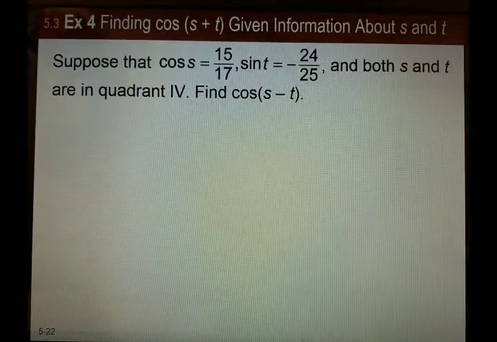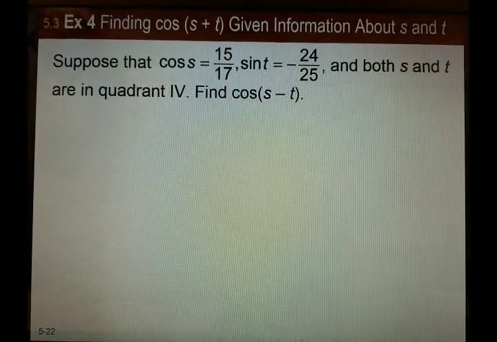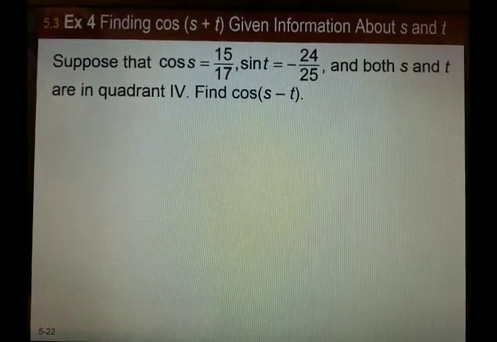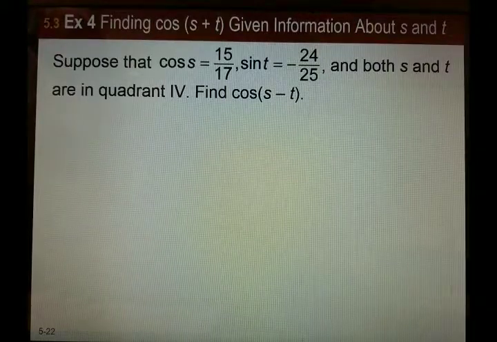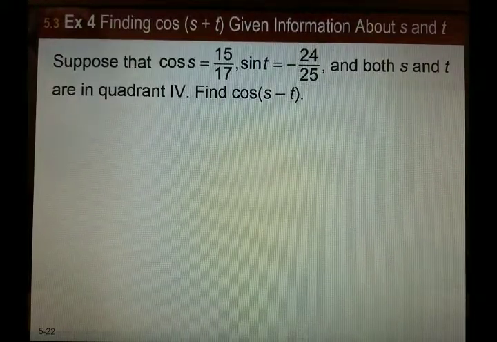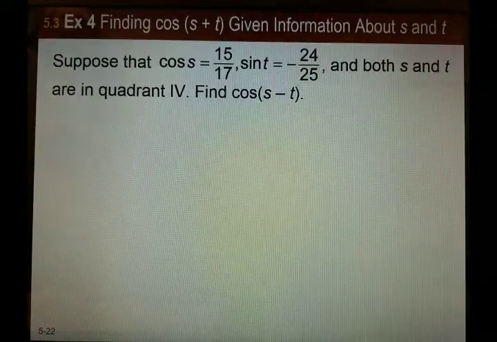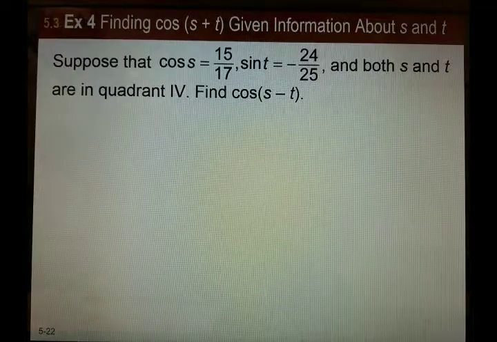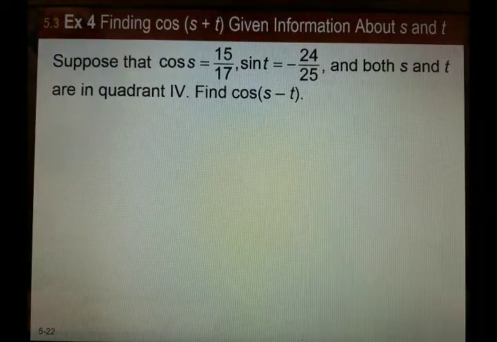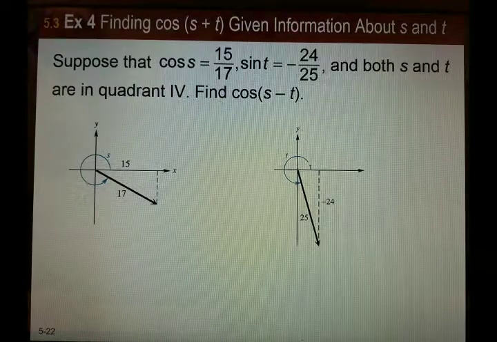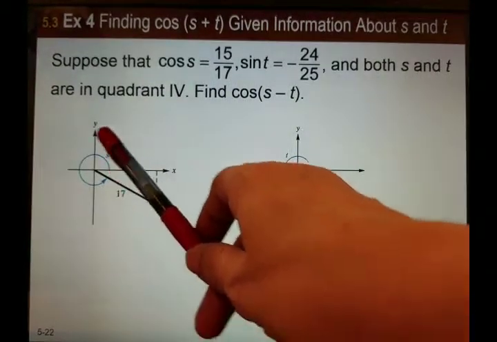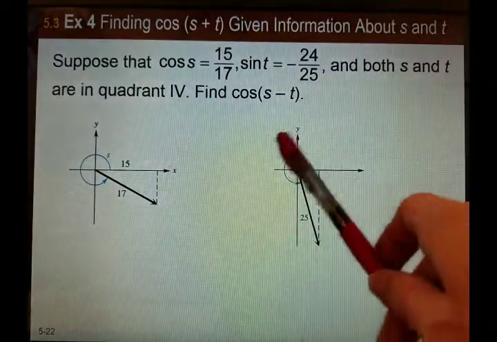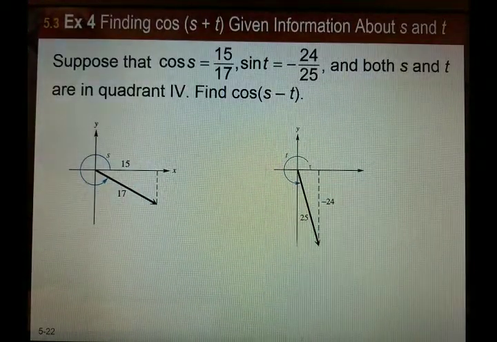Suppose the cosine of some angle s is 15 over 17, and the sine of some angle t is negative 24 over 25. Both s and t are in quadrant 4, and we're supposed to find the cosine of s minus t. The first thing you'll want to do with this problem is make a picture. So I know they're both in quadrant 4. So here's a picture of angle s in quadrant 4, and here's angle t in quadrant 4.